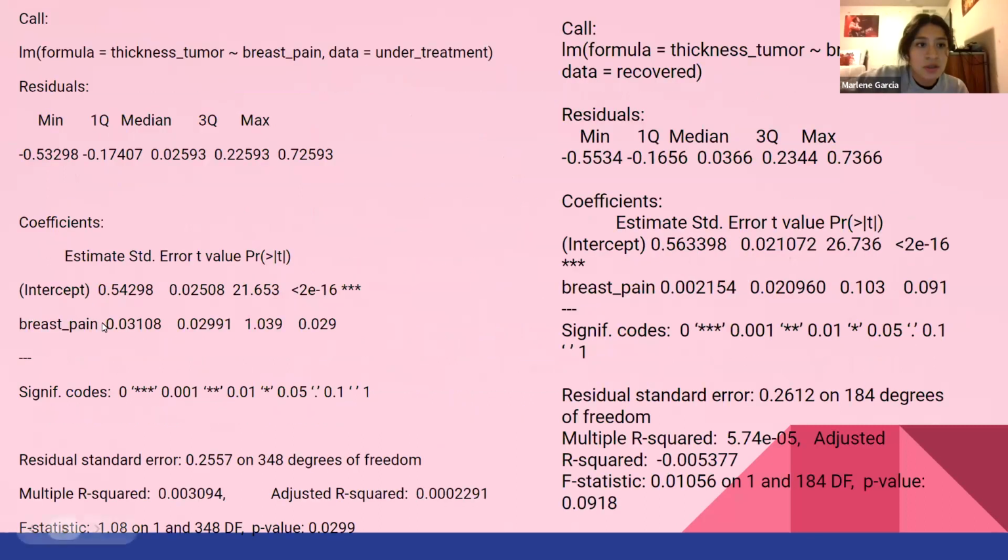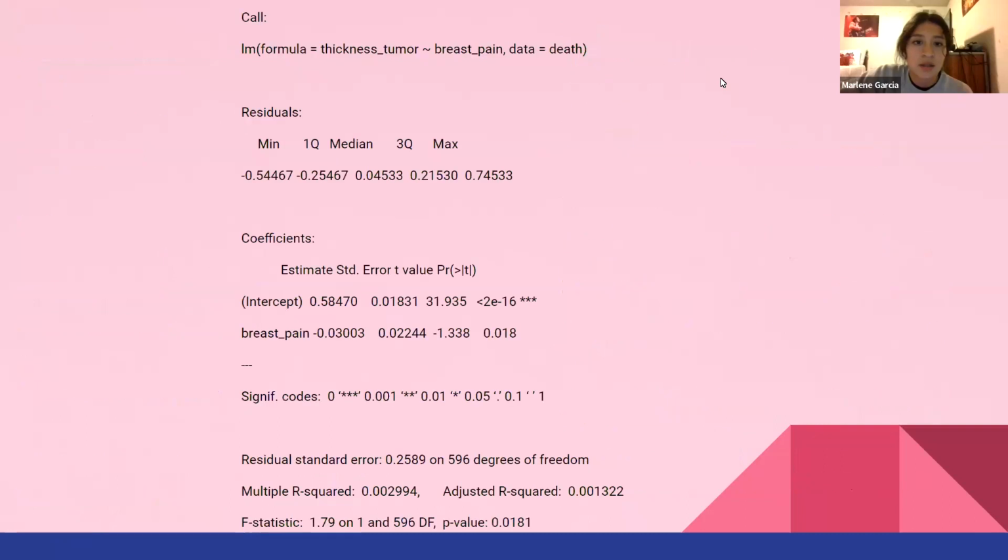And this first one is just the linear model that I created to find the relationship between the thickness of the tumor and the breast pain in the undertreatment dataset. And this linear model is also the thickness of the tumor and the breast pain, but in the recovered dataset. And then this next linear model is just with my response variable, which is the thickness of the tumor, and then my predictor, which is just breast pain, in the death dataset.